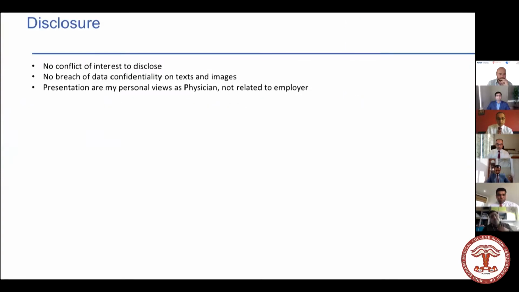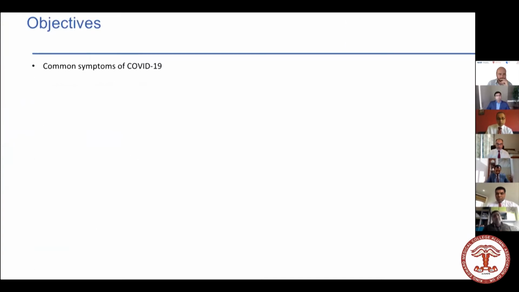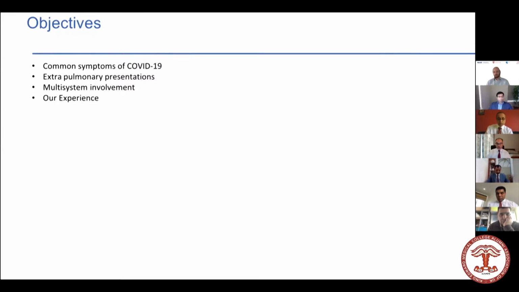That's just a disclosure. Now, moving on to the objectives of my first talk. We'll first talk about just one slide for the common symptoms of COVID-19. This is not actually my talk today, but we'll talk about it in one slide. We'll then swiftly move on to the extrapulmonary presentations of COVID-19. As we now all know, the common presentations are chest symptoms. We'll then talk about how COVID is involving multiple systems and organs, and I'll also share our local experience.